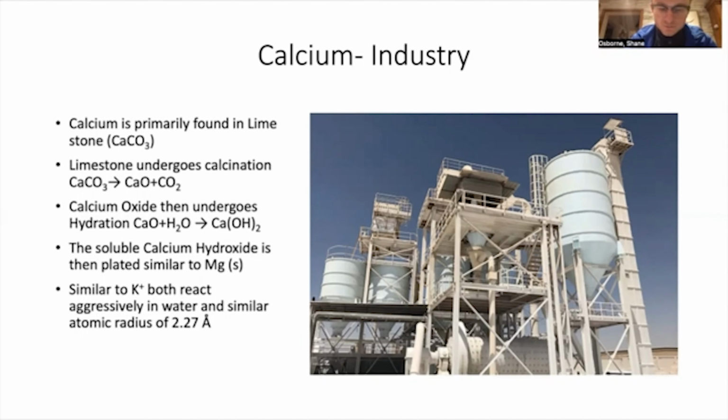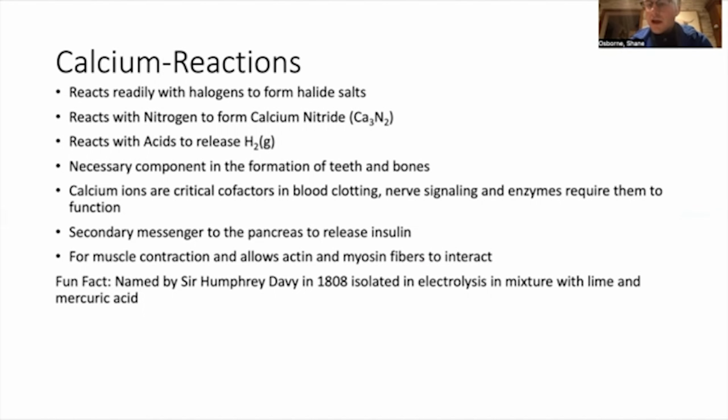Now, the reactions calcium undergoes: it reacts readily with the halogens to form salt halides like calcium chloride, and it's one of the only alkaline earth metals to react with nitrogen, where it forms calcium nitride. And it also follows the trend of most of our alkaline earth metals, where it releases hydrogen gas when reacting with acid. Calcium is a necessary component in the formation of our bones and our teeth, and it is a critical cofactor in blood clotting, nerve signaling, and many enzymes require it to function.